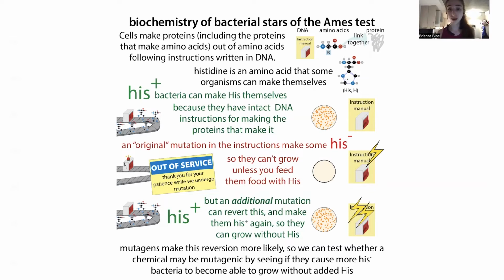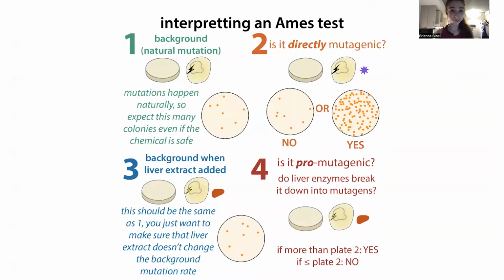And therefore, if you count the number of colonies, you can compare the number of colonies that you get under different conditions with different chemicals. And the more you get, the more potentially mutagenic the thing is. So how does this work in practice? You need at least 4 plates.